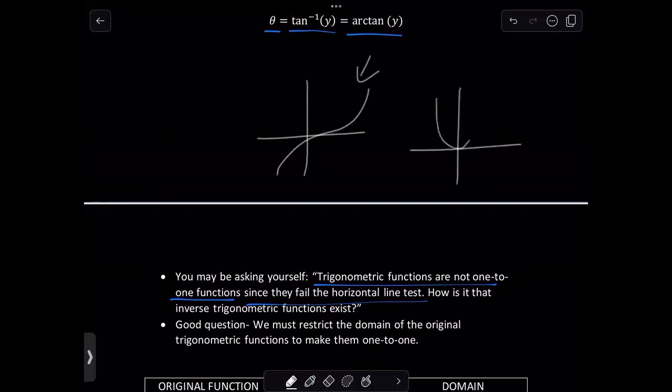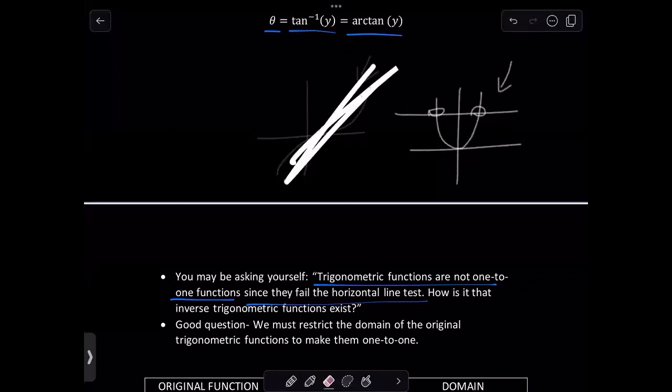Take the parabola, for example. If I draw it, it's not one-to-one. How do I know that? If I do the horizontal line test here, it's going to cut the graph twice where I've just drawn. So it's clearly not one-to-one, and it clearly won't have a valid inverse function.